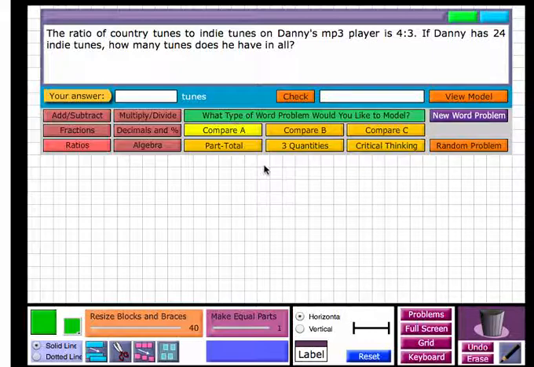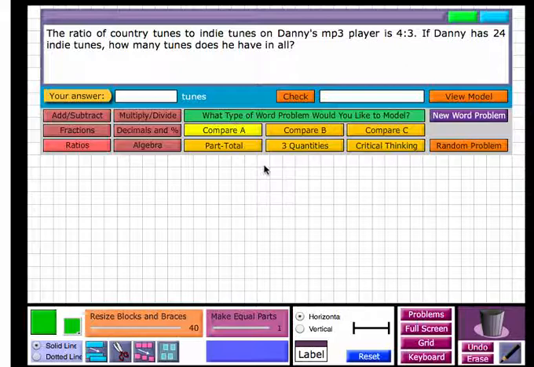In this problem, the ratio of country tunes to indie tunes on Danny's MP3 player is 4:3. Danny has 24 indie tunes. How many tunes does he have in all? Well, country tunes is 4, and he has 4:3. He has 24 indie tunes. So to go from 3 to 24, we're multiplying by 8.